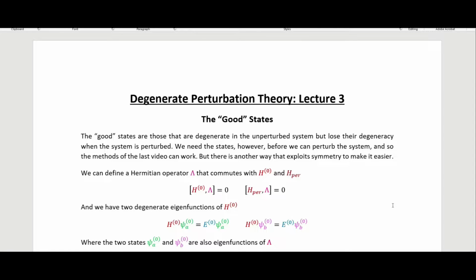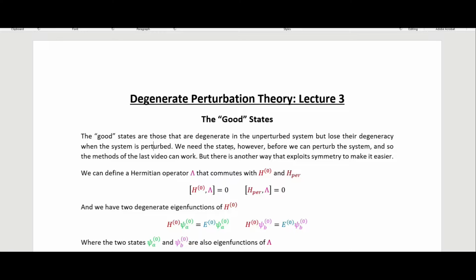In this video, I'm going to talk about a theorem that Griffiths uses, where he looks for what he calls the "good" states, where the good states are those that are degenerate in the unperturbed system, but lose their degeneracy when the system is perturbed. We need these states before we can perturb the system, and so the methods of the last video can work. But there is another way that exploits the symmetry to make it easier.